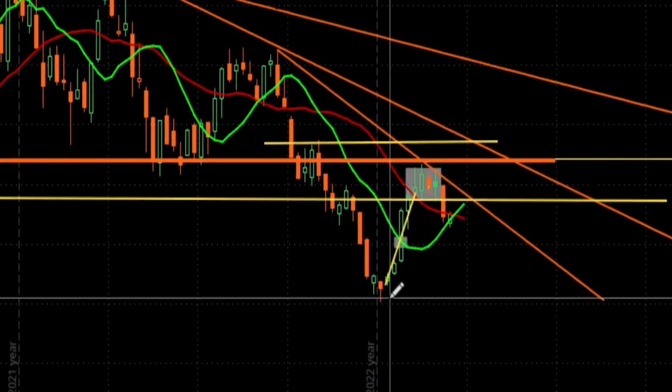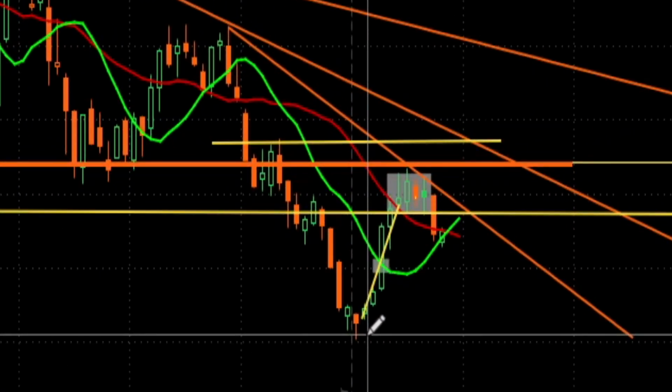If you got in down here, you are sitting nice. Right now, you would be up like 75% or so. We went as high as like 115% off that low. But hey, it pulled back, and hopefully we can head higher from here.